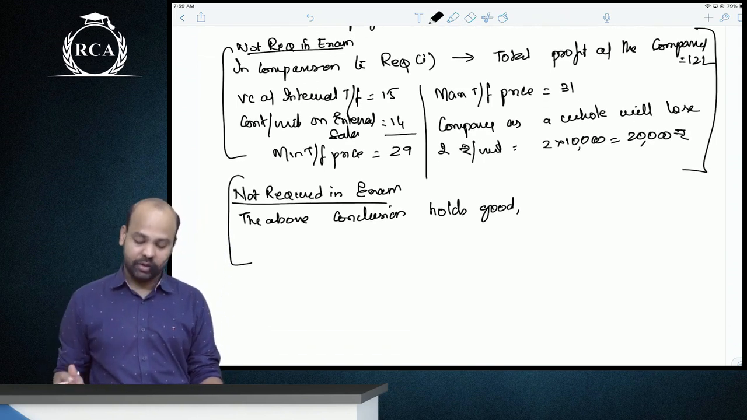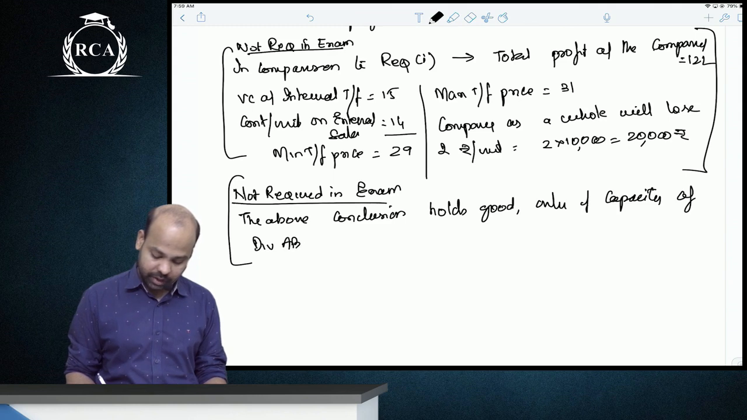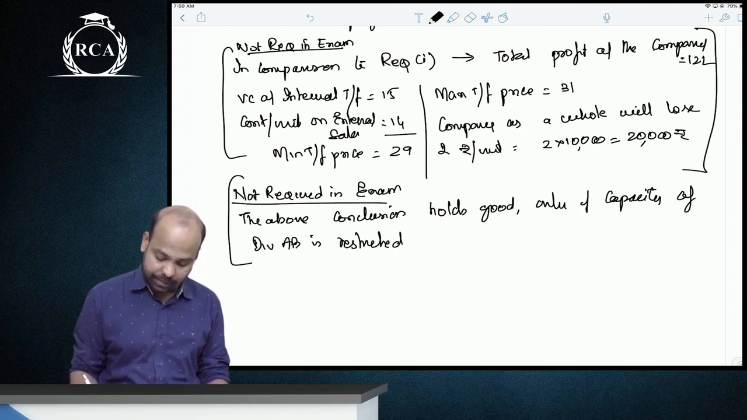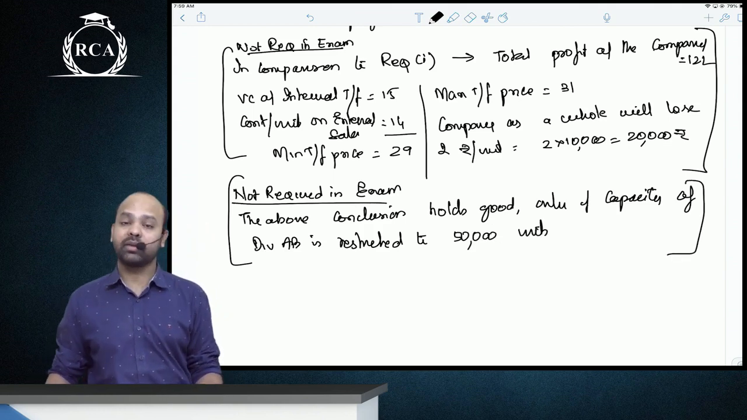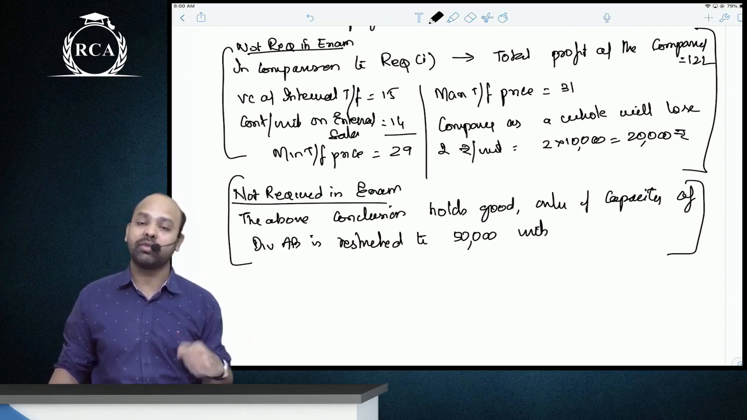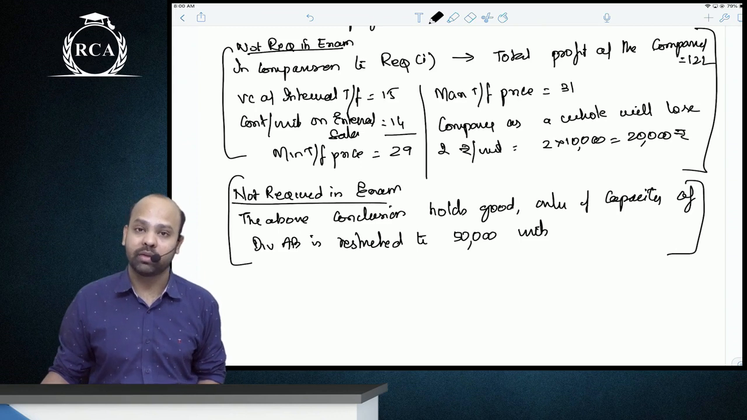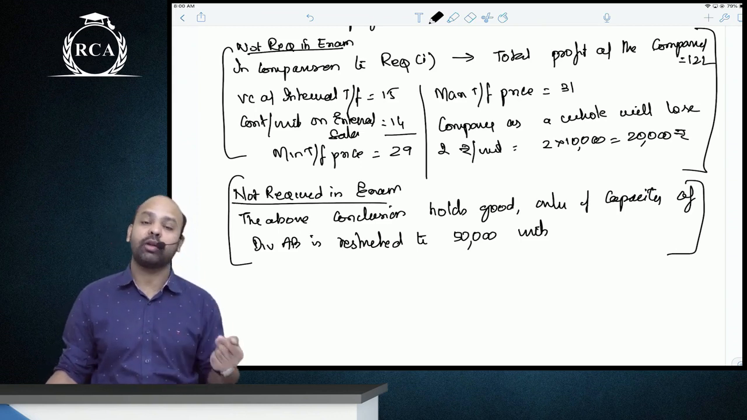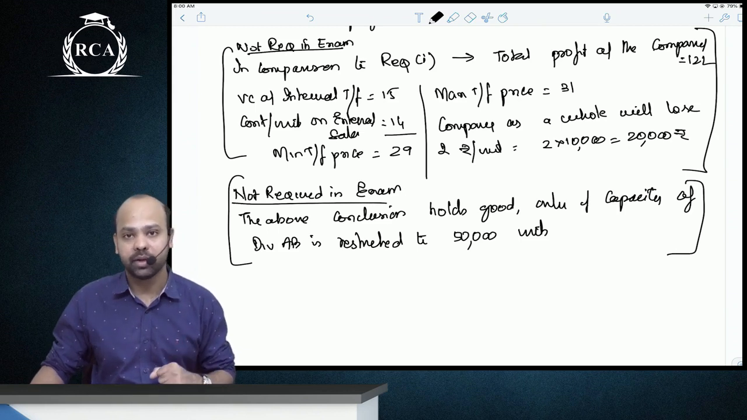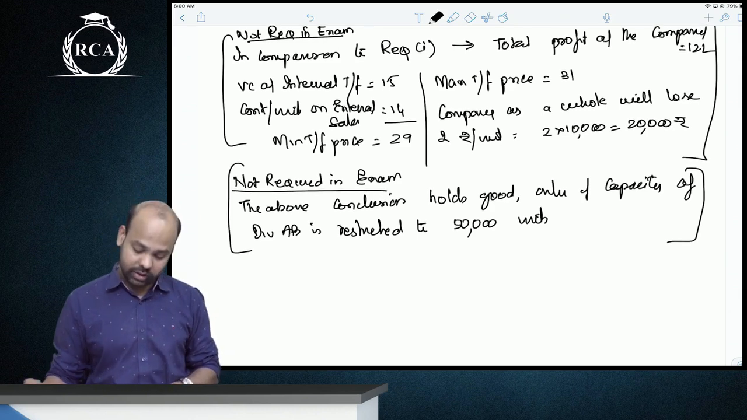But anyways, beta, this above conclusion holds good, guys, only if capacity of division AB is restricted to 50,000 units. If capacity of AB, beta, is 60,000 units, then the minimum transfer price for internal transfers will only be 15 rupees. I can sell those 10,000 units additionally in the market, beta, at 31 rupees, apart from 32 rupees, and apart from that also transfer internally at a minimum transfer price of 15 rupees. In that way, company as a whole will lose 1,60,000. Understood sir? Write this also, beta.